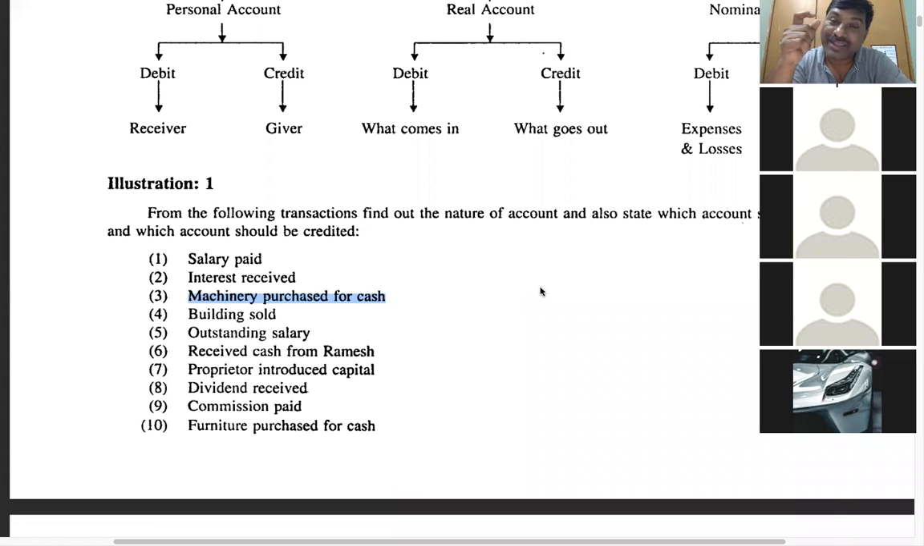Got it? In accounting, you should know a concept called revenue and capital. The salary paid is revenue in nature. Now there may be a question: what is the difference between revenue and capital? Salary is revenue in nature, whereas machinery is capital in nature. When it is revenue, it goes to the nominal account. When it is capital, it goes to the real account. It is an asset.